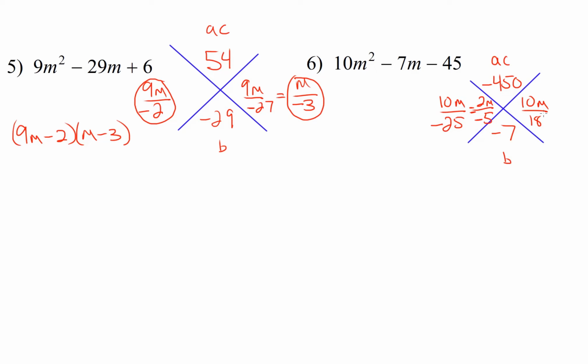And over here, 10m and 18 can be divided by 2. 10m divided by 2 is 5m. And 18 divided by 2 is 9. So these are our two binomials. 2m over negative 5 and 5m over 9. So we're going to have 2m minus 5 times 5m plus 9.